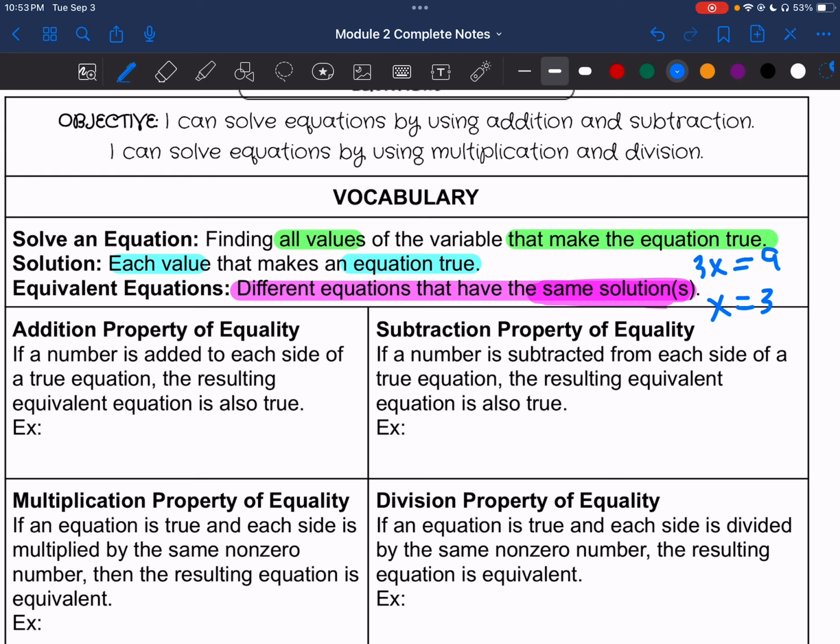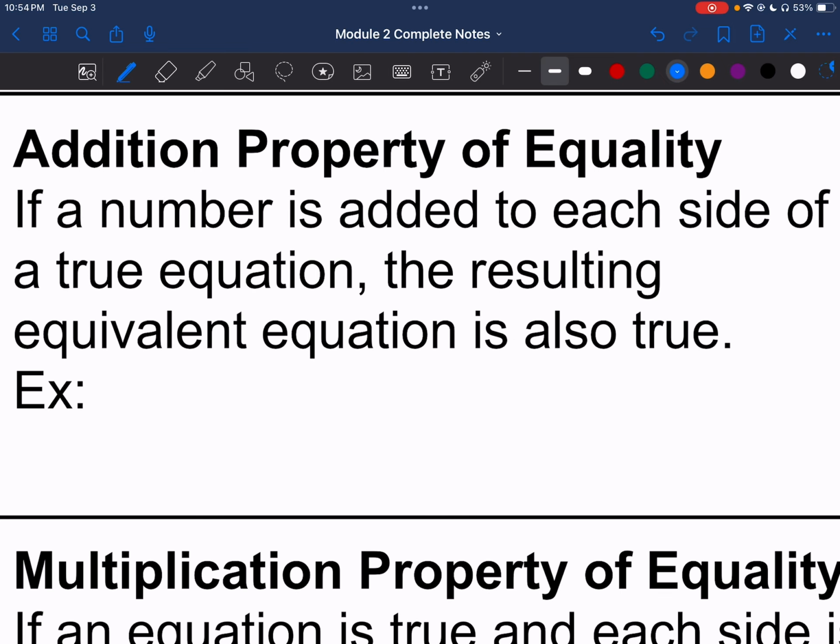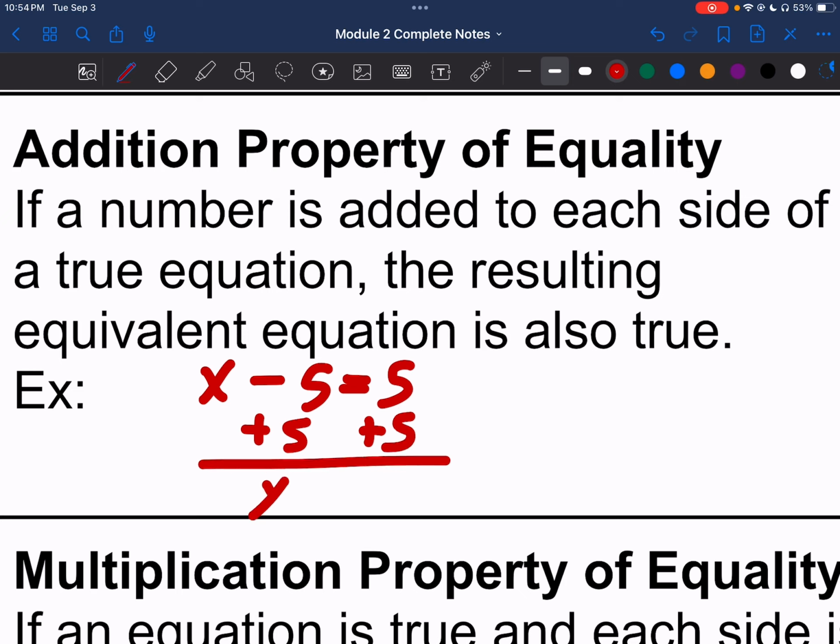Now, let's talk about a couple of the properties that we're going to be using. There's the addition property of equality. This says that if a number is added to each side of a true equation, the resulting equivalent equation is also true. So if we have, for example, x minus 5 is equal to 5, and we add 5 to both sides of the equation, we get x is equal to 10. Right? We have changed the look of this equation, but because we did the same operation on both sides of the equal sign, we are still equivalent, meaning that this is a simplified version of the equation that we started with.